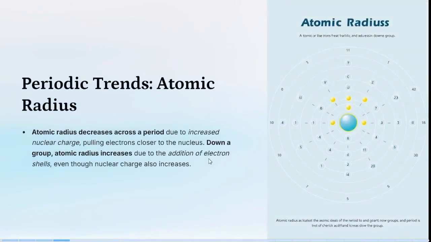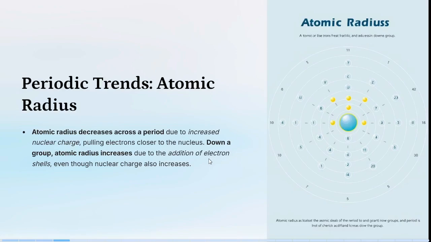So, periodic trends. Let's observe some of these periodic trends. We'll be starting with atomic radius. Atomic radius decreases across a period due to the increase in nuclear charge. And this nuclear charge is the charge that tries to pull species inside the nucleus.